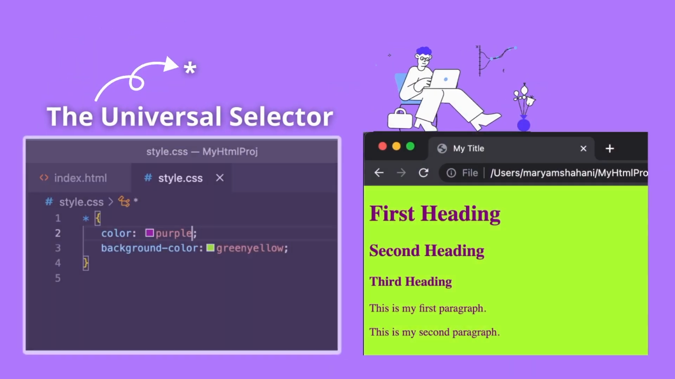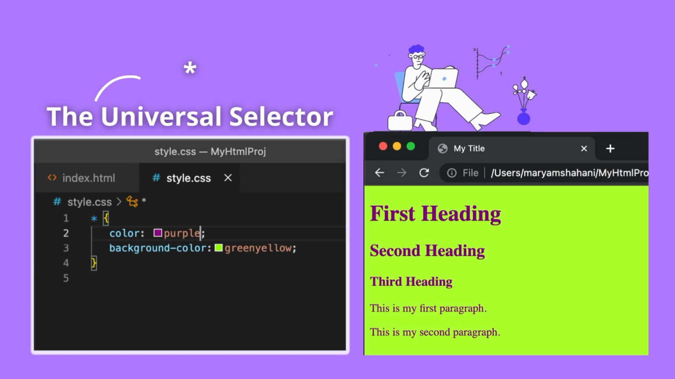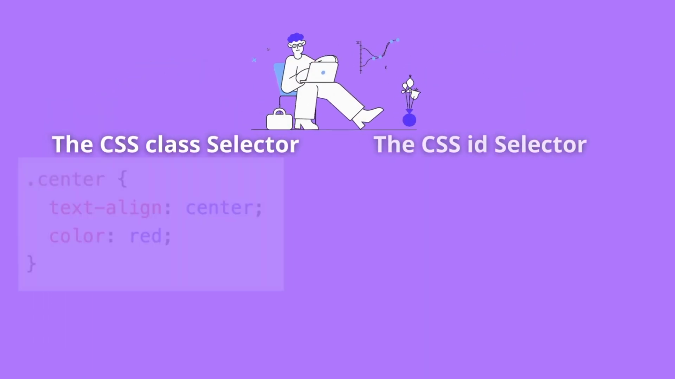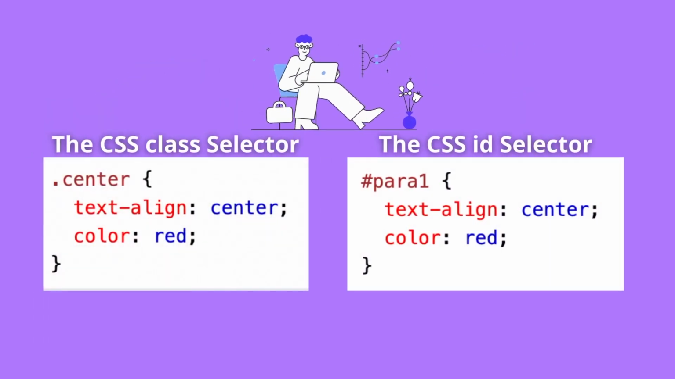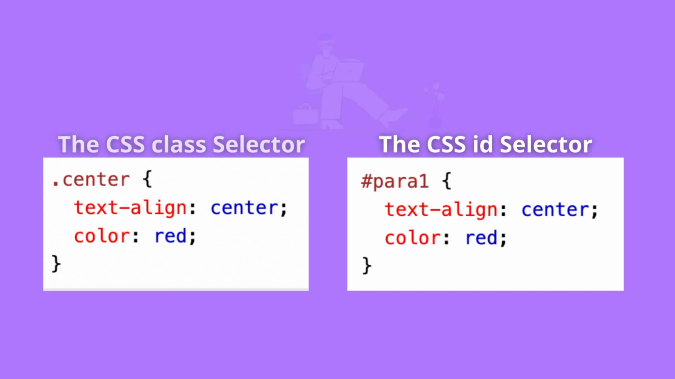The universal selector selects all HTML elements. This CSS rule will affect every HTML element on the page. You can also use a class or ID selector to identify multiple elements or a specific element on your website.